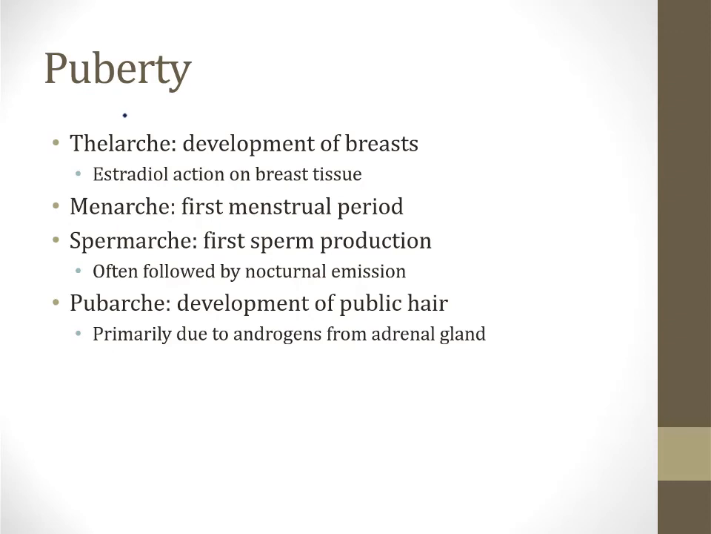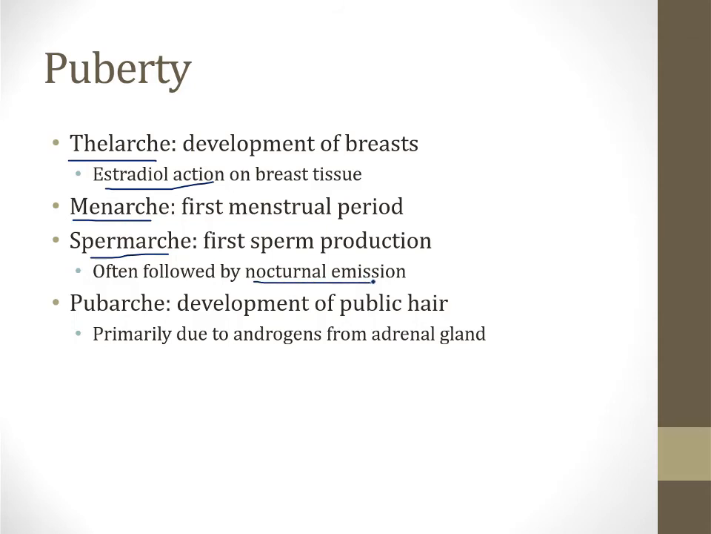There are a number of terms that are used to describe various events in puberty. Thelarche is the development of breasts in girls. This is driven by estradiol action on breast tissue. Menarche is the first menstrual period. Spermarche is the first sperm production. This is often followed in males by a nocturnal emission. That's usually the first ejaculation.